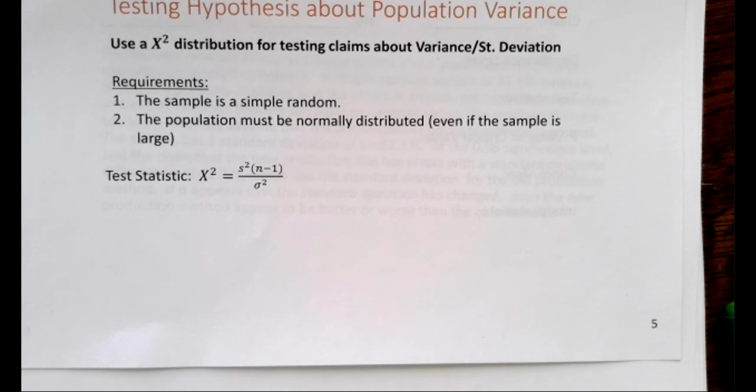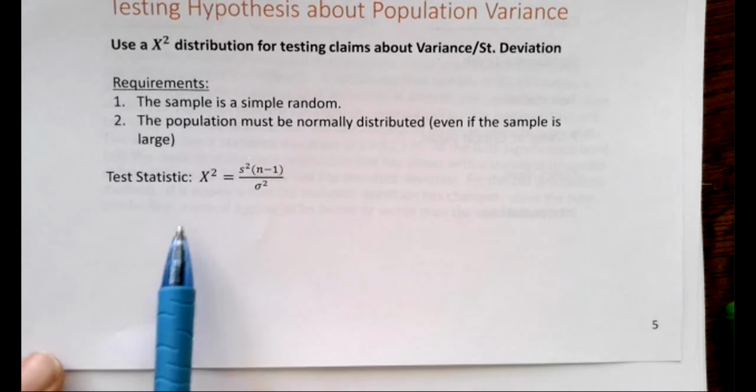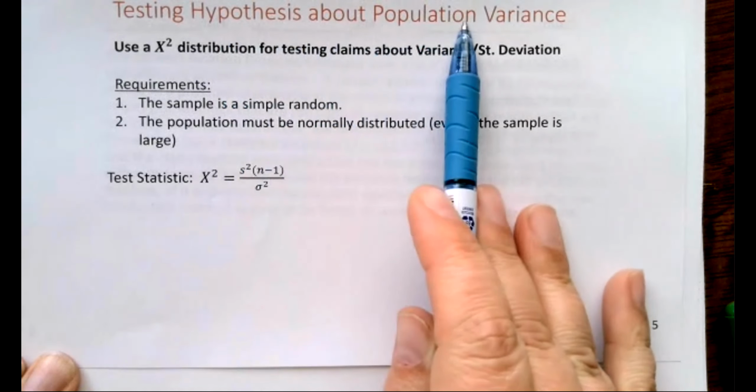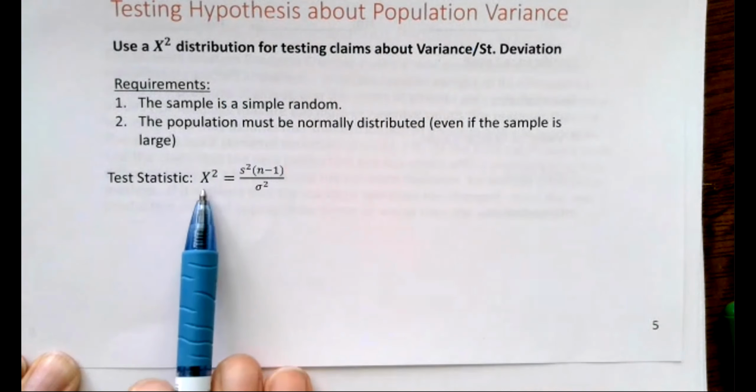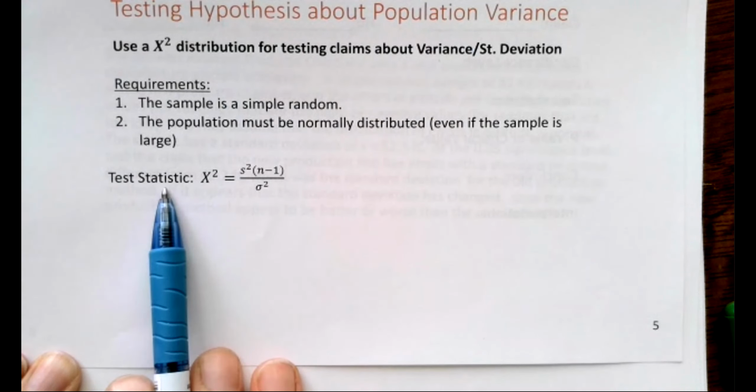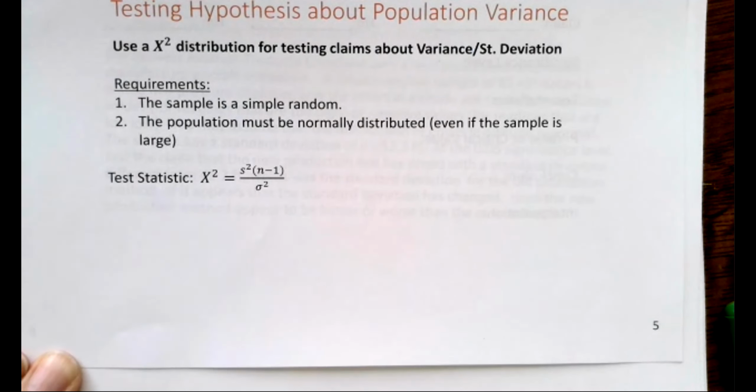Okay, so once you learn that for the unit, what was it? 10, I think, you're going to use it here again. So we're using a chi-square distribution for testing hypotheses about population variance. And this is the formula that we use to calculate our test statistic. Let's take a look.